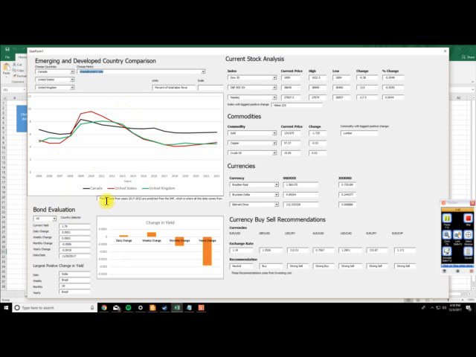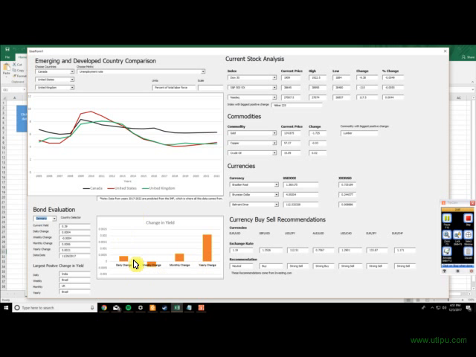Moving down to the bottom left here, you can see the bond evaluation. So we have 10-year bonds from a number of different countries, and you can see the current yield, the daily change, the weekly change, the monthly change, yearly change, and the date the data was pulled, which was 11/29, which is when we last pulled our data.